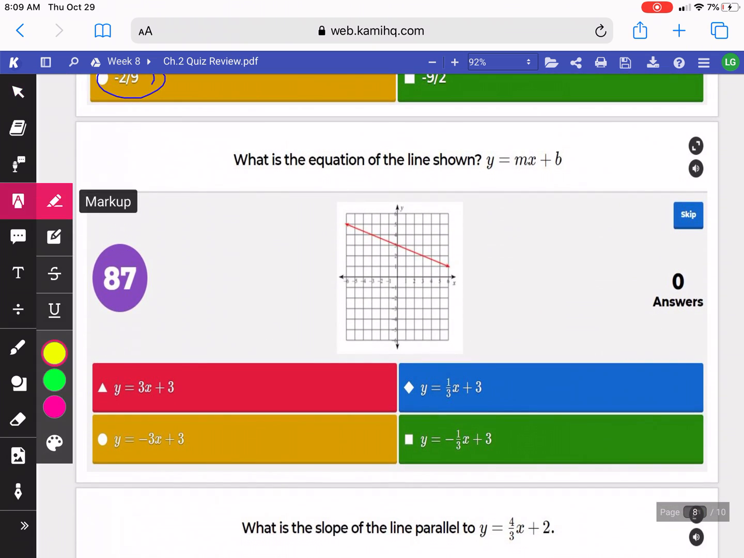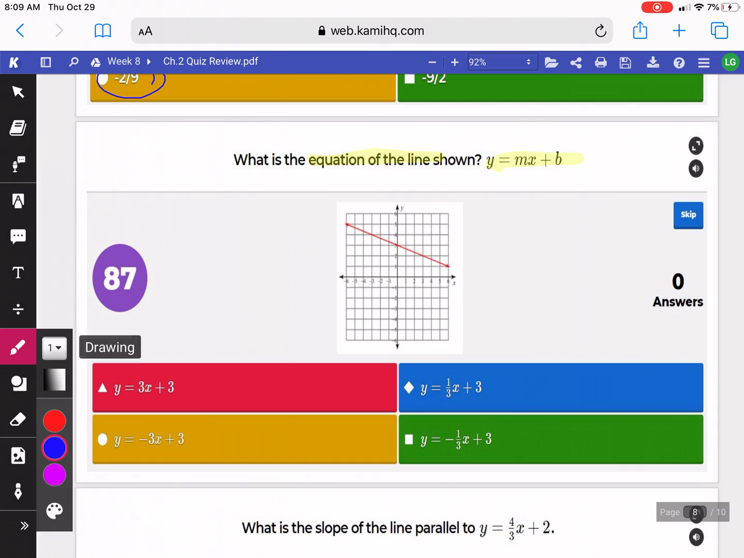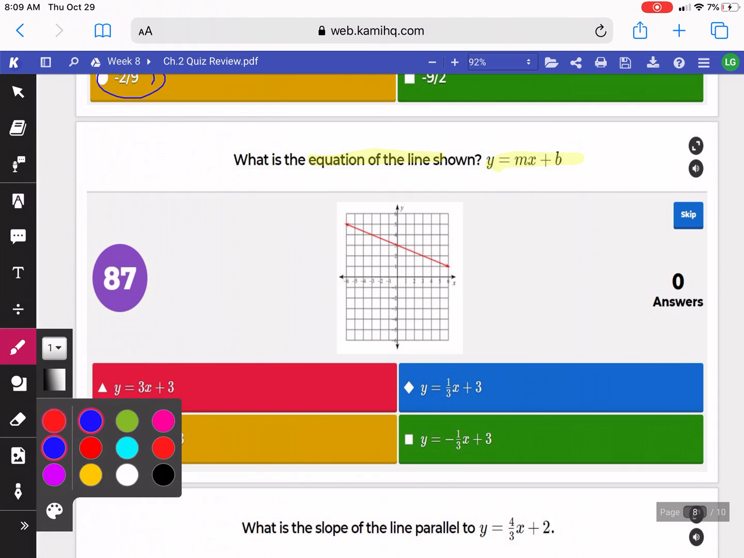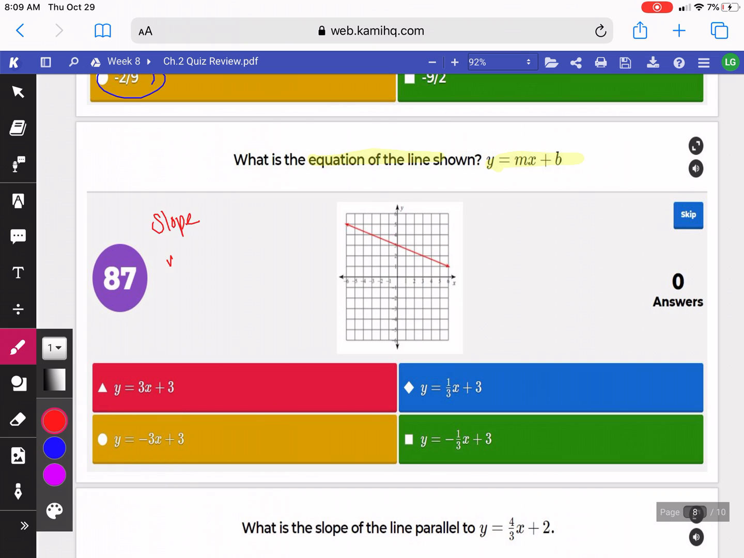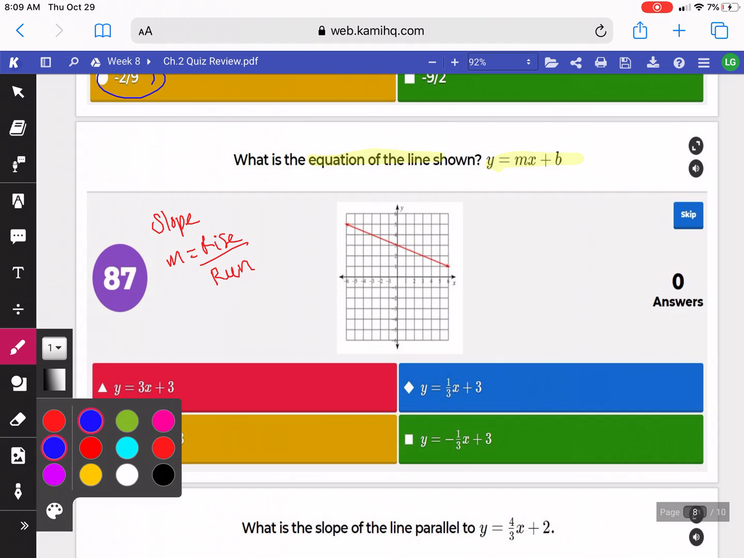This next problem wants to know the equation of the line. We're going to use slope-intercept form. So here we're going to have to find our m, our slope. We're going to use rise over run. So I'm going to pick 2 points. So I can use this point here and this point here.